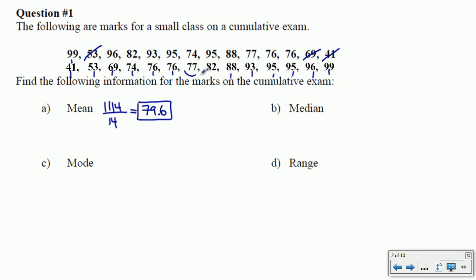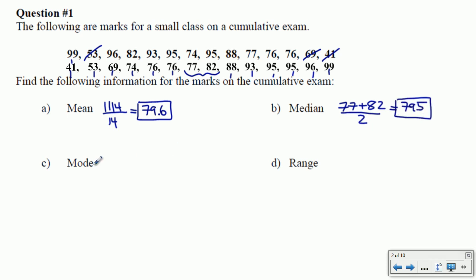So because we have an even set of numbers, there is no middle number. So what we need to do is take the average between 77 and 82. So 77 plus 82 divided by 2 gives us 79.5, and that's the median.